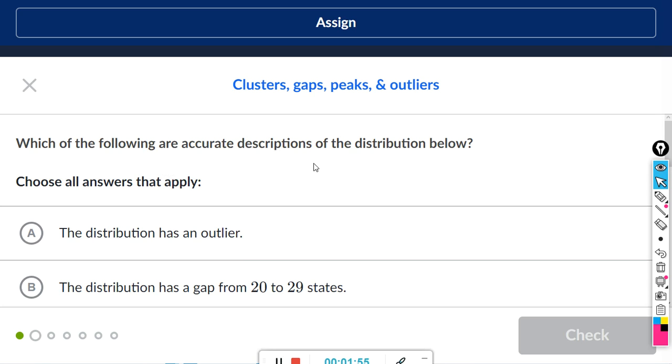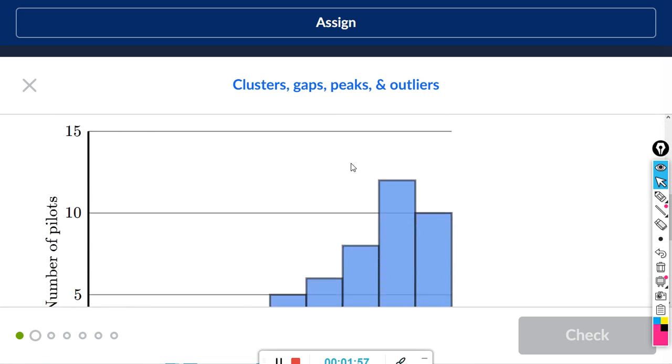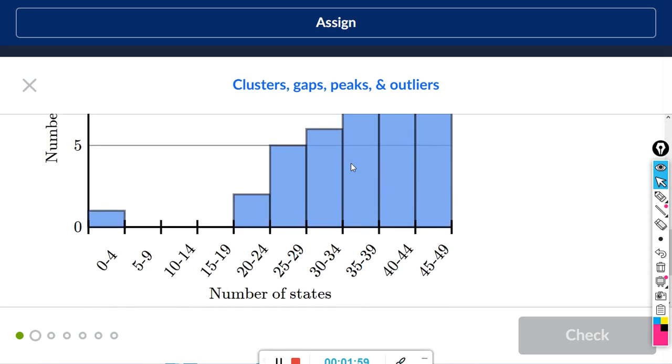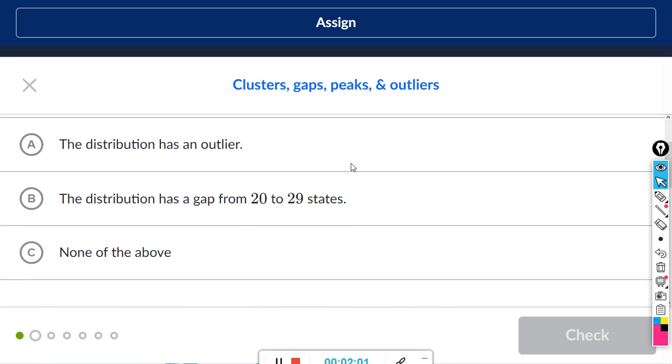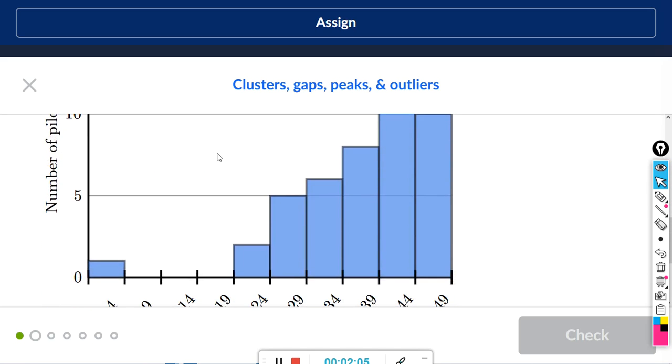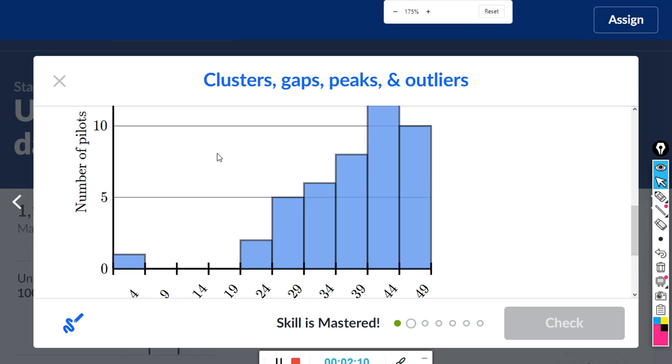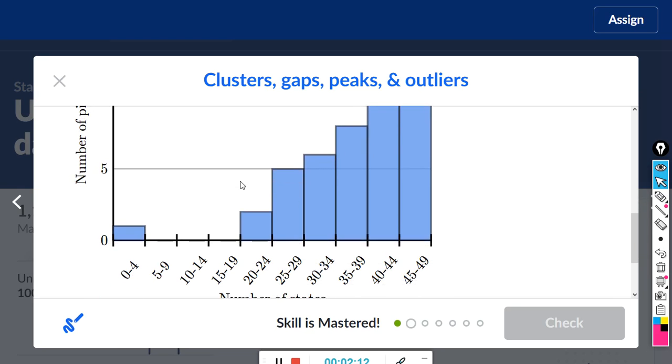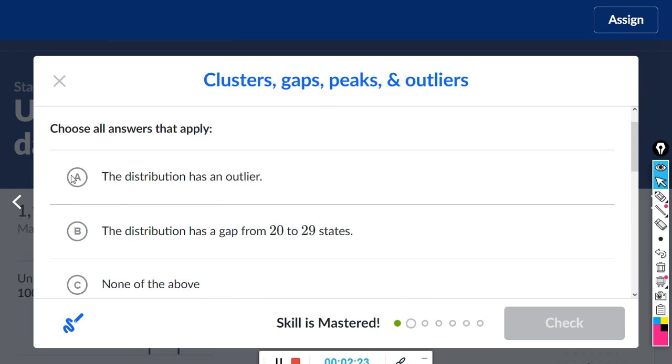Which of the following are accurate descriptions? Here we have our histogram. The distribution has an outlier. If I make this a little smaller, you can see most of the data is over here, but this right here would be an outlier. It's on the extreme end, drastically different from the rest. So A is true. It has an outlier.